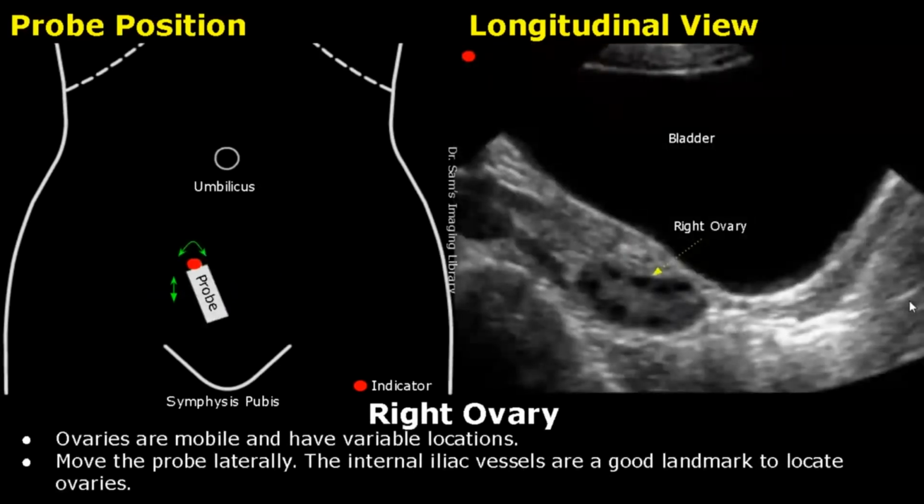Now we will see how to scan the ovaries. The ovaries don't have a fixed position, but locating the internal iliac vessels is a good landmark to locate the ovaries. First, we will see the right ovary. Move the probe laterally and slightly oblique like this to locate the right ovary. We will get this image. It is showing the ovary in longitudinal view.